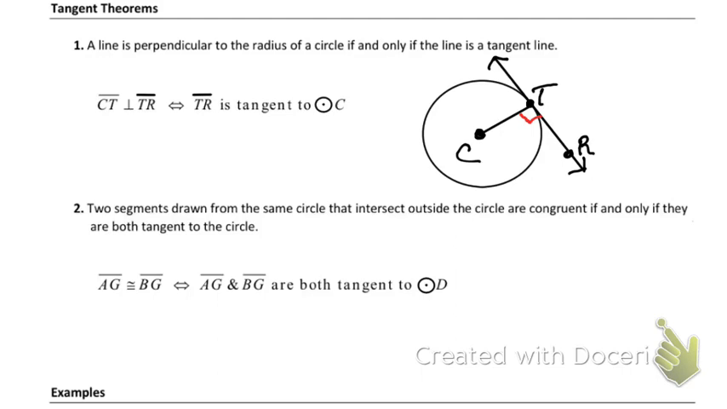All right, the next one says, two segments drawn from the same circle that intersect outside the circle are congruent if and only if they are both tangent to a circle. Let's go ahead and draw that picture and what we're talking about. So we're going to draw a circle D. And then we're going to draw two tangent lines that intersect outside of the circle. The easiest way to do that is actually to come up with a point outside the circle. I'm going to call it G. Now draw two lines from G that are tangent to that circle, so that means they both hit at one location.